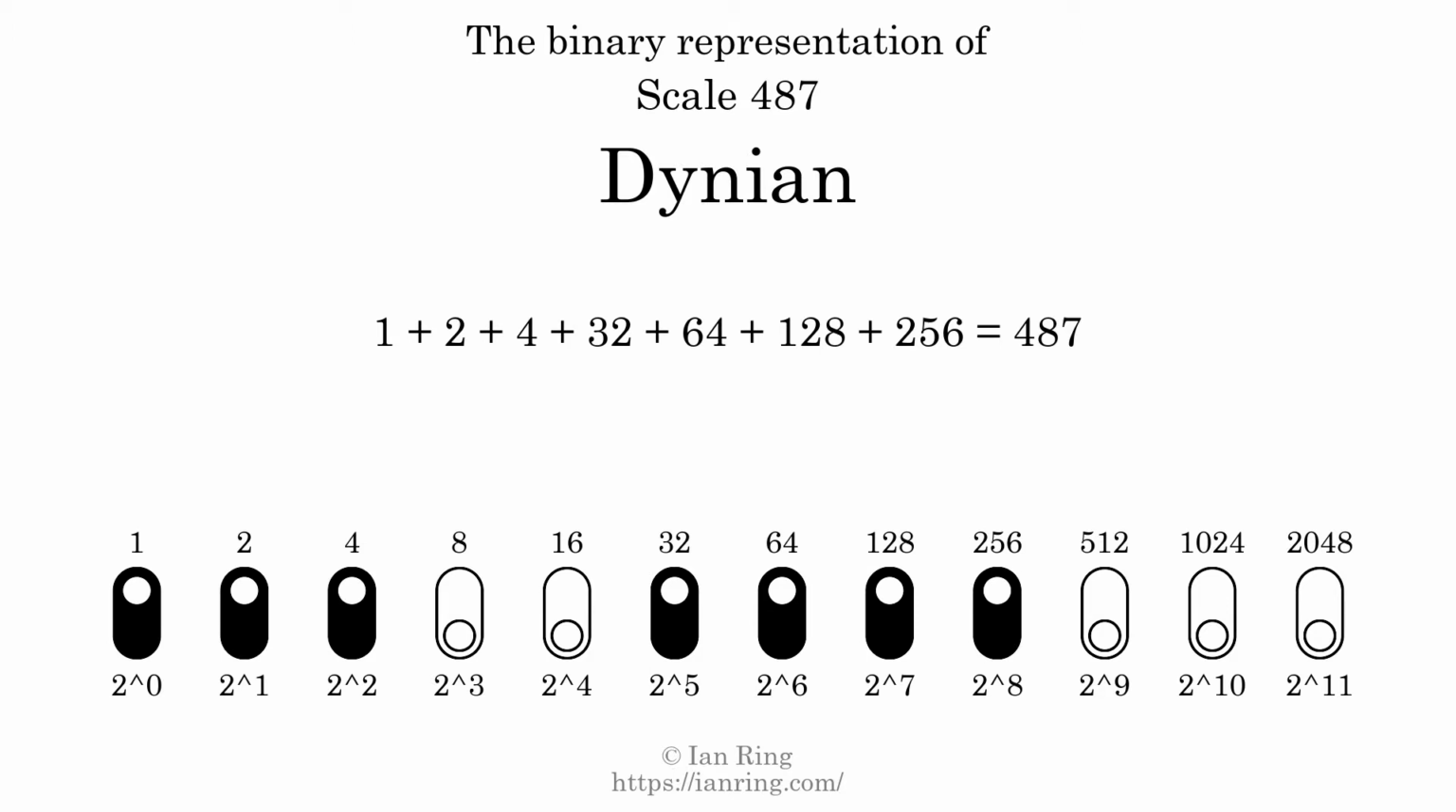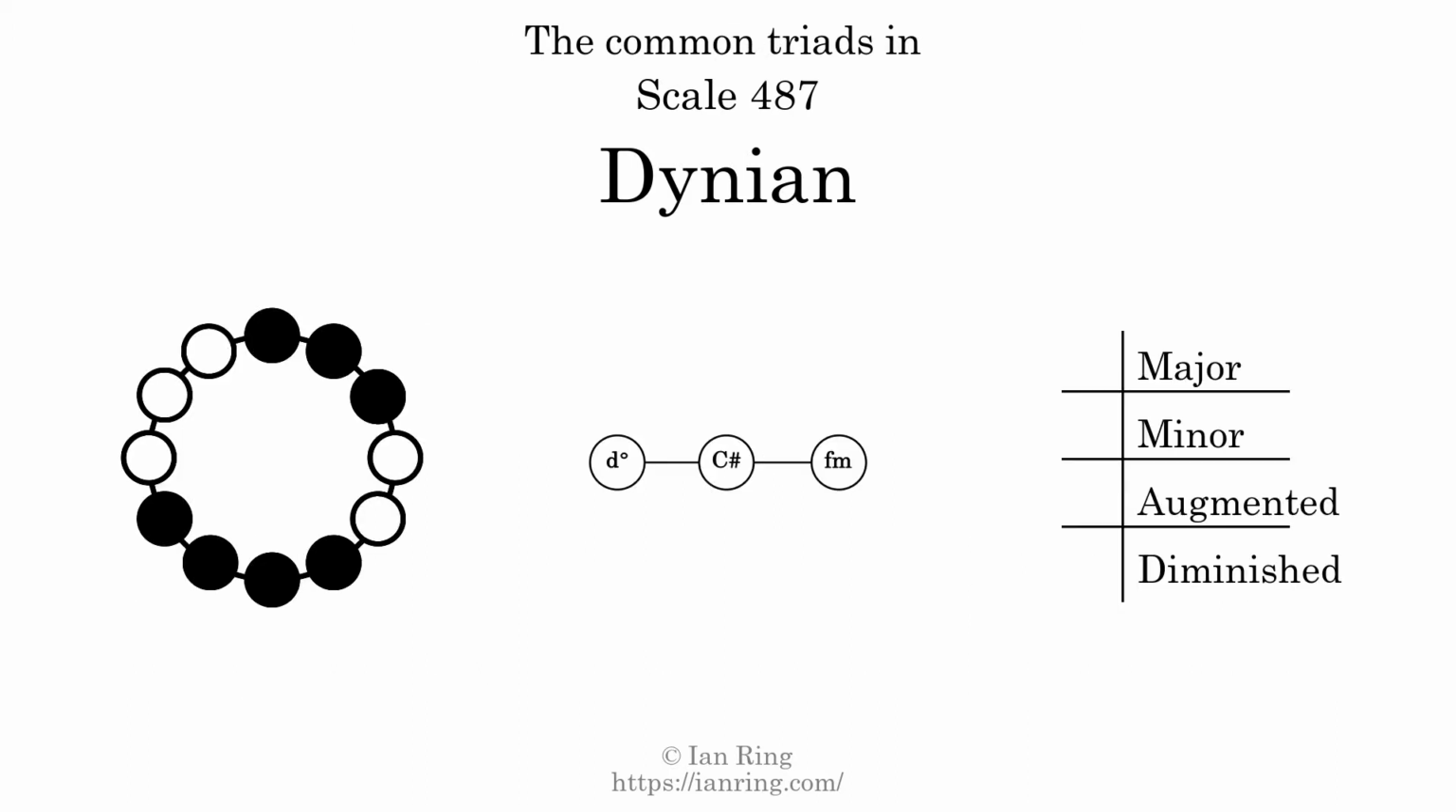The scale number not only enumerates the scale with a unique index, but it also literally describes the tonal content of the scale. Represented as a binary number in base 2, the scale number is 0001111000111. Here are the common triads present in this scale.